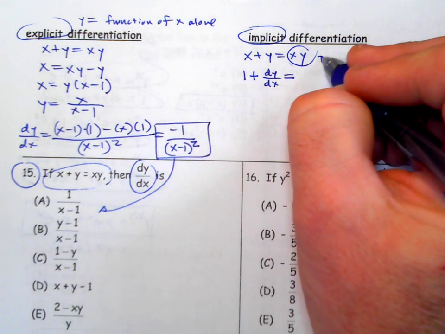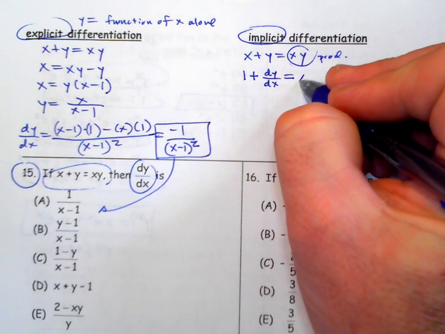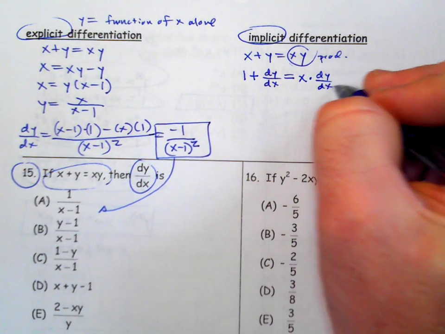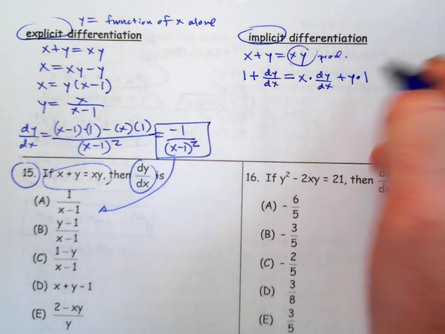Over here, we have to do product rule, right? We're going to do x times the derivative of y, which is dy dx, plus y times the derivative of x, which is 1.